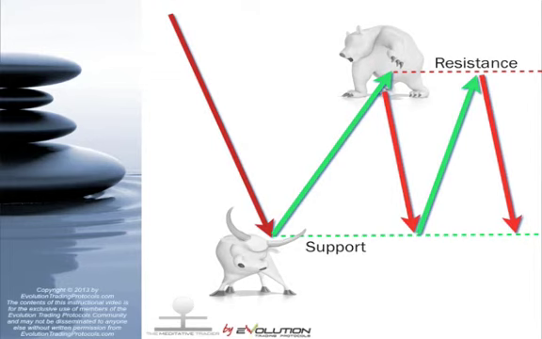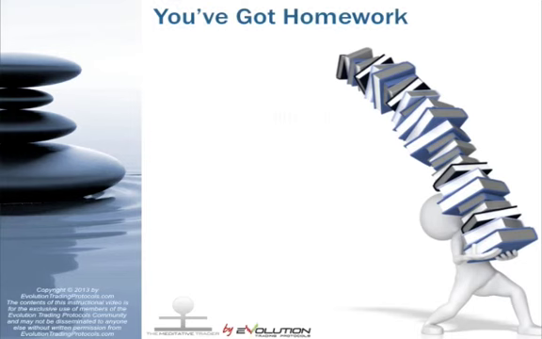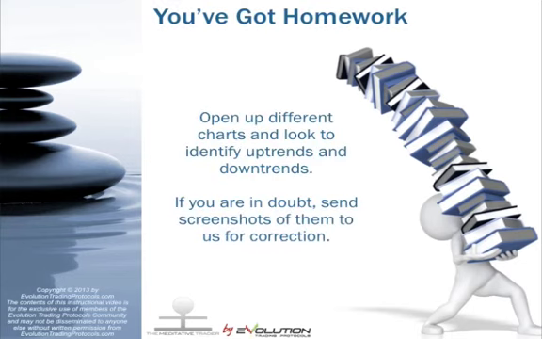In the next video, we will show you practical ways to identify points of support and resistance. For now, you've got homework. For your homework, open up different charts and look for those higher highs and higher lows, those lower lows and lower highs. Identify uptrends and downtrends. If you are in doubt, send screenshots of them to us for correction.